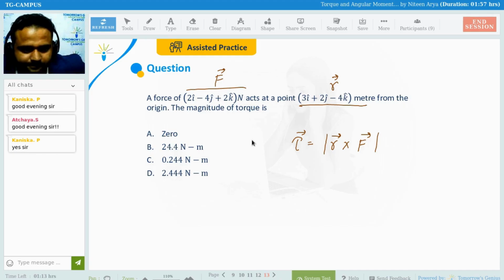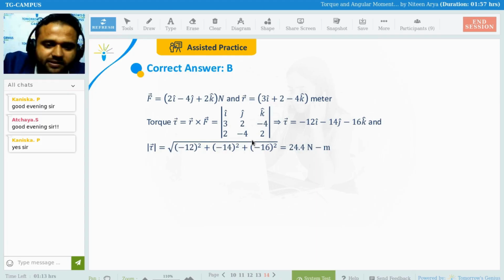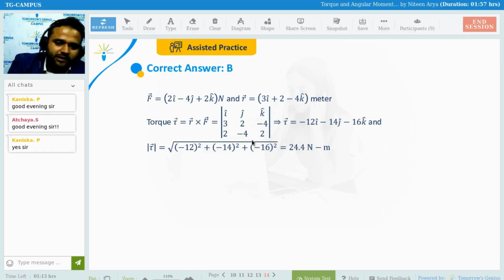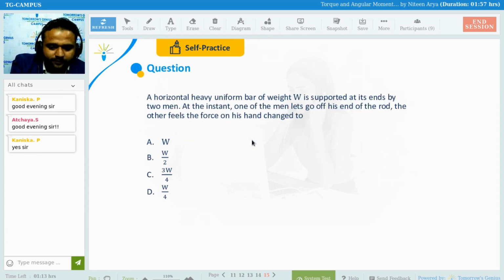B. Everyone got B or not? That is very easy. F is given, R is given. Torque tau equals R cross F. So whatever we learned in the previous class, the same thing, obviously it is a vector. So 12, 14, 16, and then magnitude 12 square, 14 square, 16 square. Do this calculation and the answer is this. Okay, try to do this.